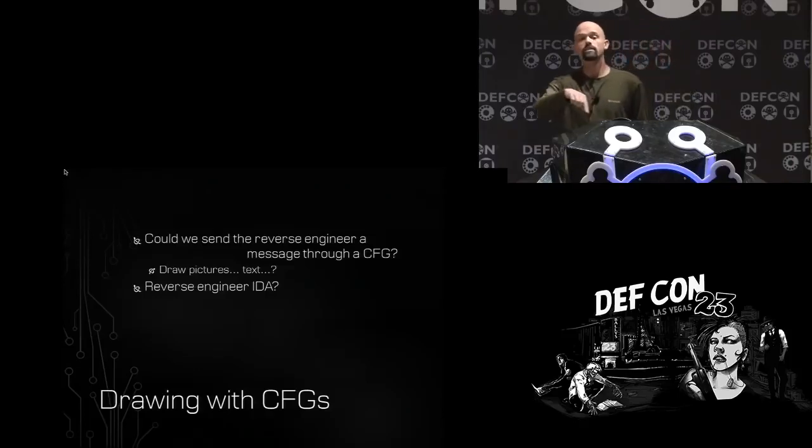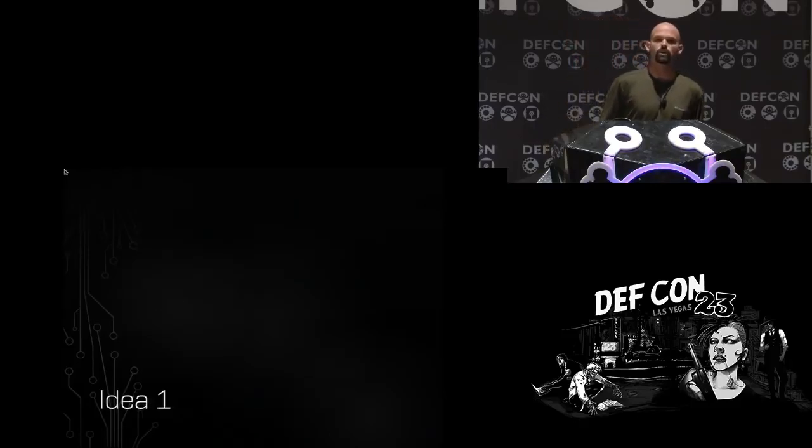But in order to do that, we need to understand exactly how our reverse engineering tools are rendering these control flow graphs. In other words, we kind of need to be able to reverse engineer IDA to figure out how it works. So it's a little bit of a daunting prospect to reverse engineer a reverse engineering tool, but it actually turns out to be fairly straightforward if you just tinker with it for long enough.